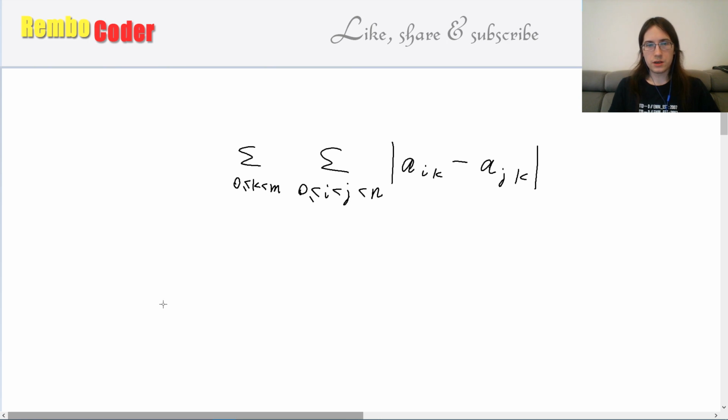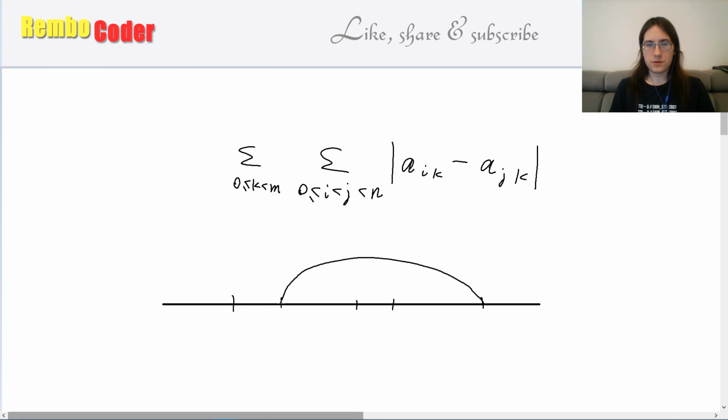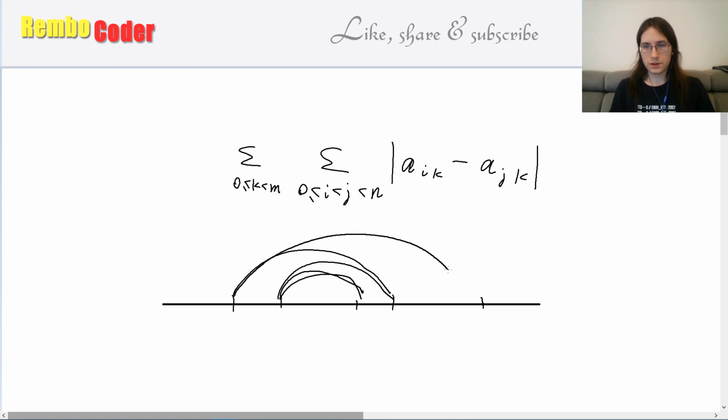So let's draw this array as points on a line. Each value is some point on the coordinate line. And let's draw those pairwise distances. Each of such distances can be presented as a sum of smaller distances. But let's, for each small distance, find how many larger distances it will be a part of. For example, for such distance, it will be a part of such distance, of course, then such, and such.